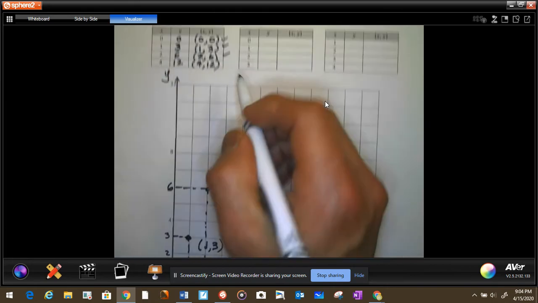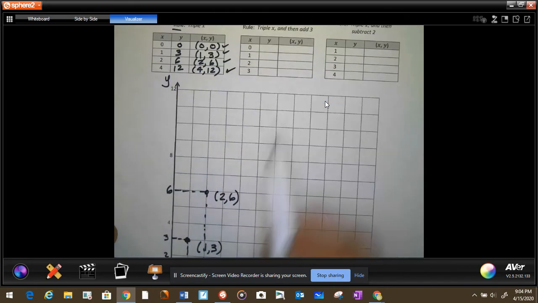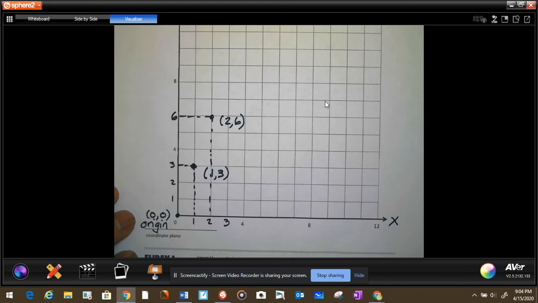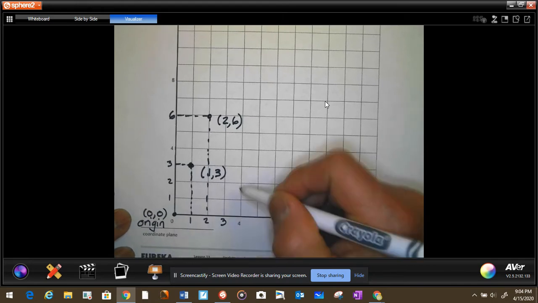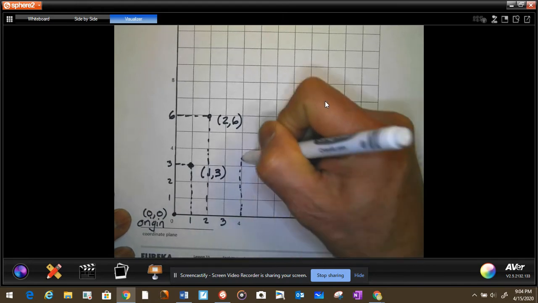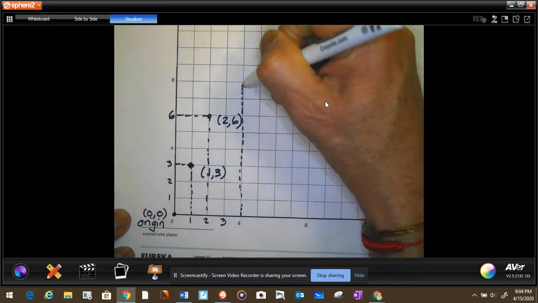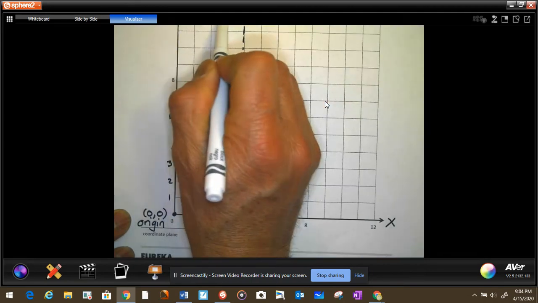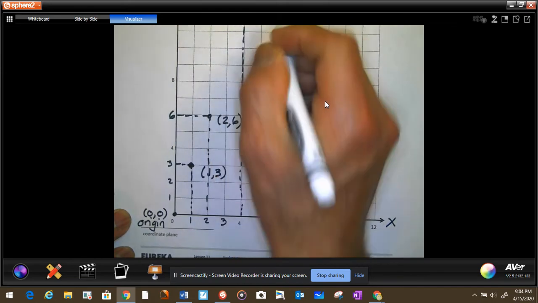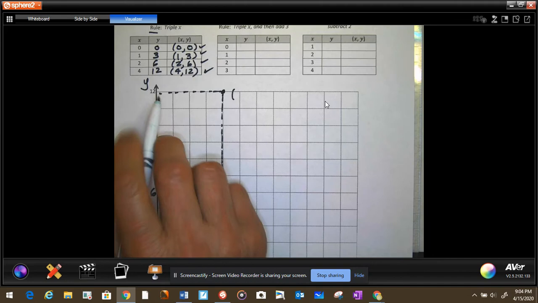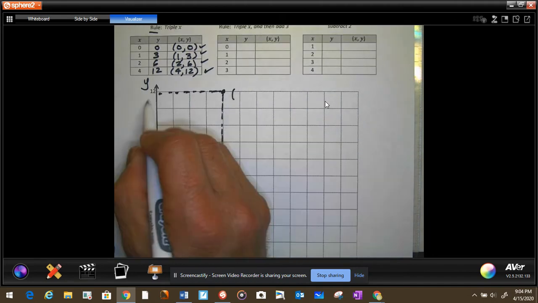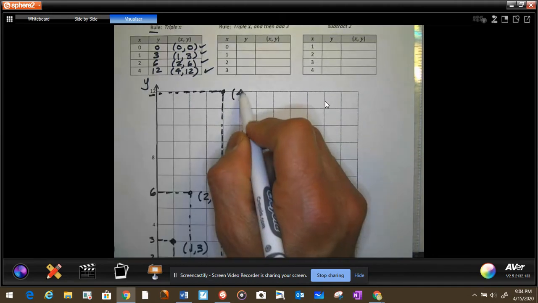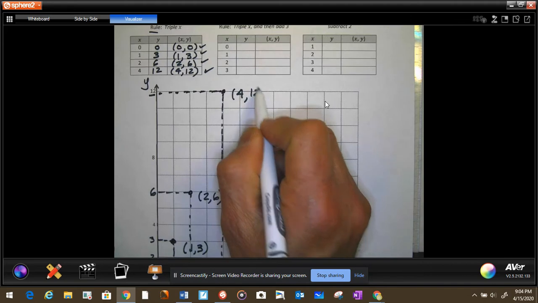Our next point will be 4, 12. So x is 4. We're going to jump to 12. 12 is all the way to the top right here. Where you see the number 12 is, that's where they intersect. Let me show you there. There it is, that's where they intersect right here. Here is 4, 12.